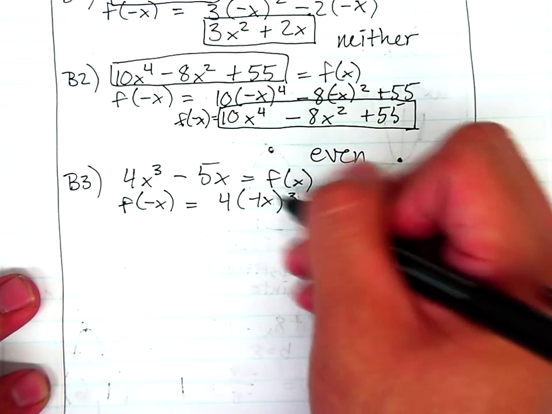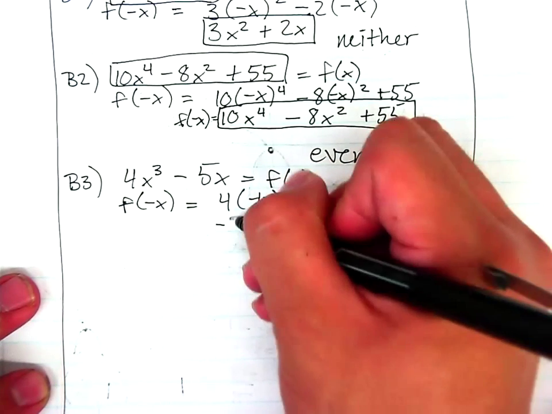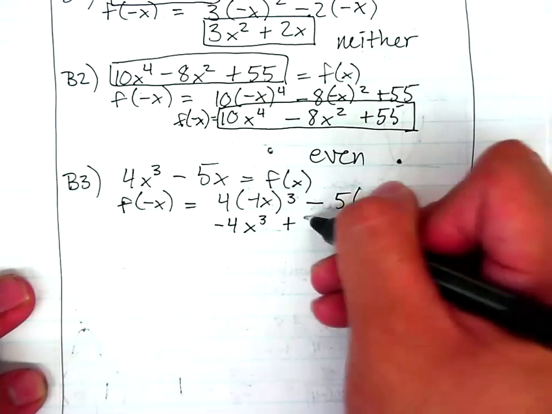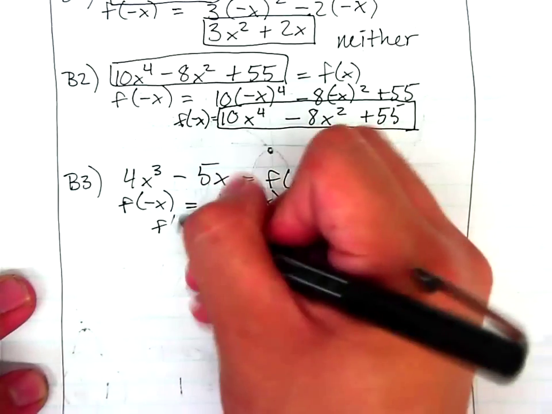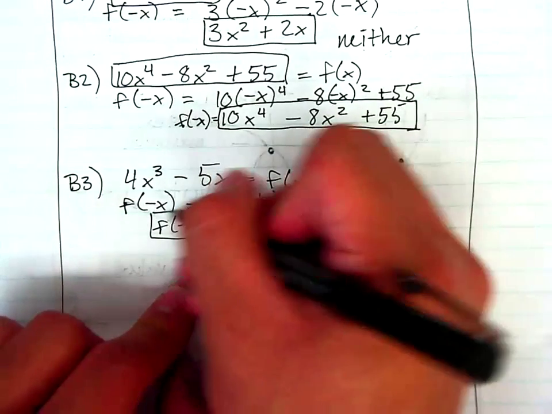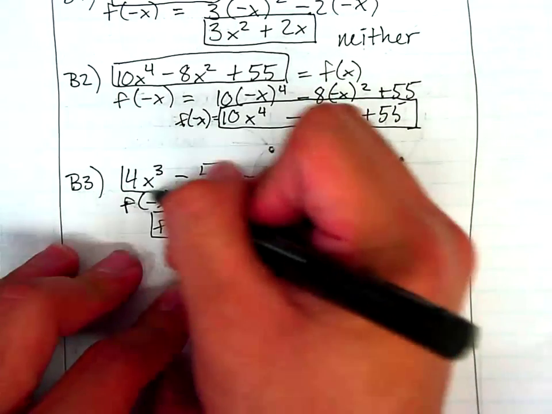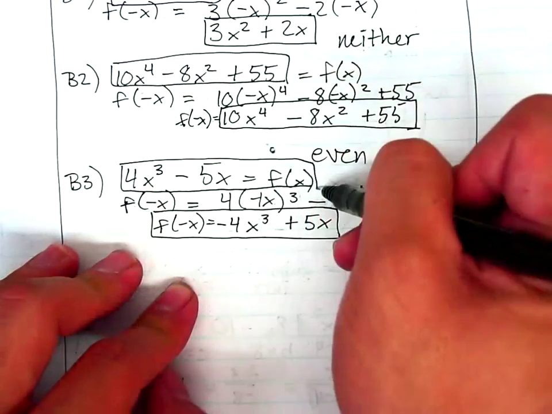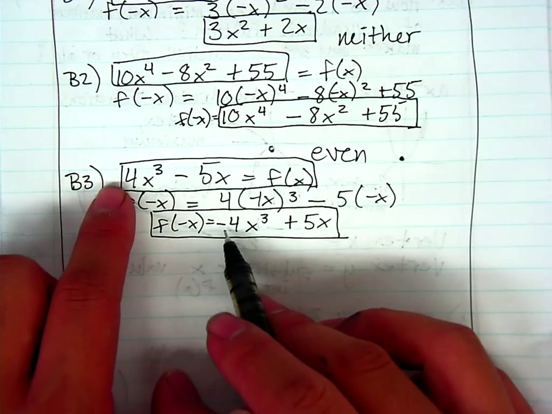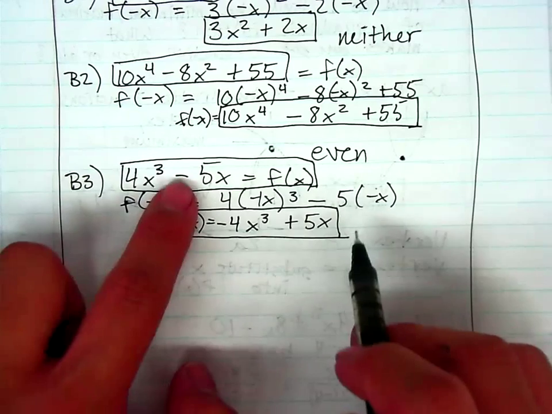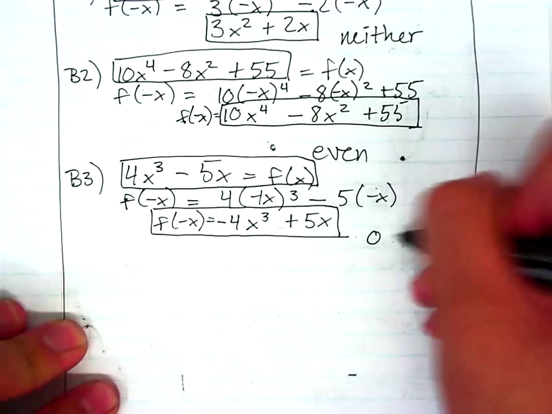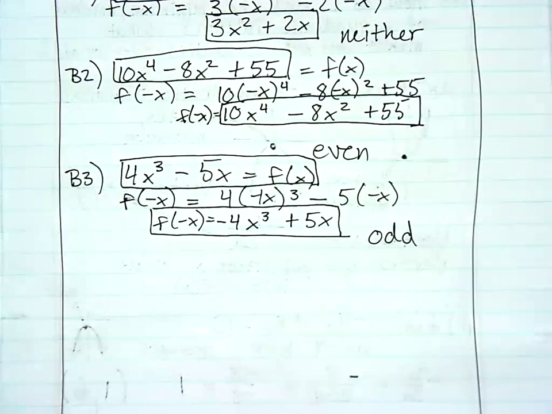X cubed is x cubed. So negative 1 times 4 will be negative 4x cubed. Negative 5 times negative x is a positive 5x. So f of negative x is equal to negative 4x cubed plus 5x, while f of x was equal to 4x cubed minus 5x. Notice that they are completely opposite of each other. We have a positive 4x cubed and a negative 4x cubed. We have a negative 5x and a positive 5x. Because they are completely opposite of each other, this function is odd.